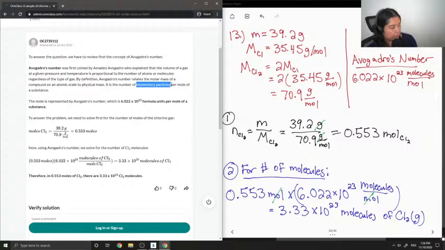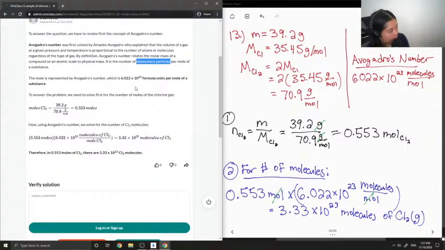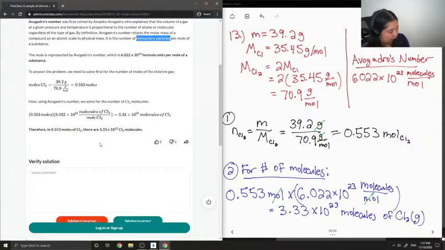So the mole is represented by Avogadro's number, which is 6.022 times 10 to the 23 units per mole of a substance. So first they found the number of moles of chlorine gas, 0.553 moles, and then they multiplied by Avogadro's number to also get 3.33 times 10 to the 23. So this solution is correct.